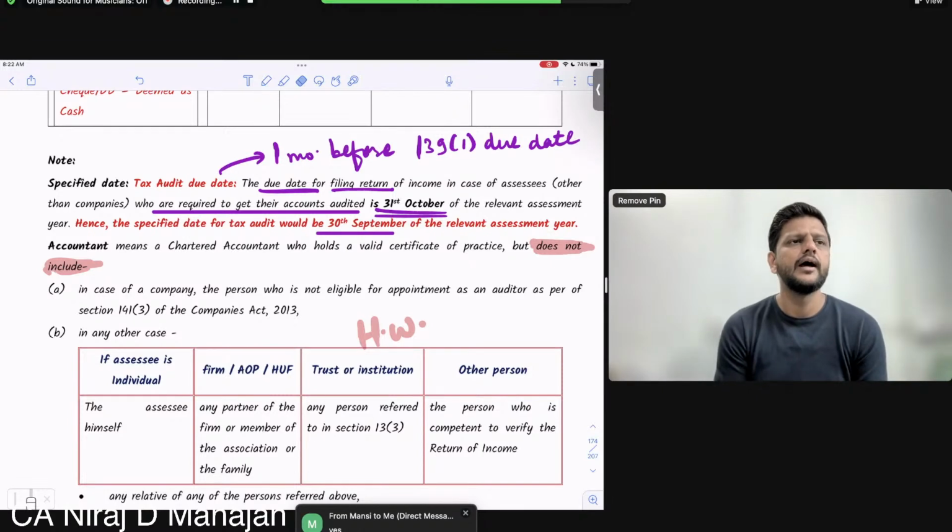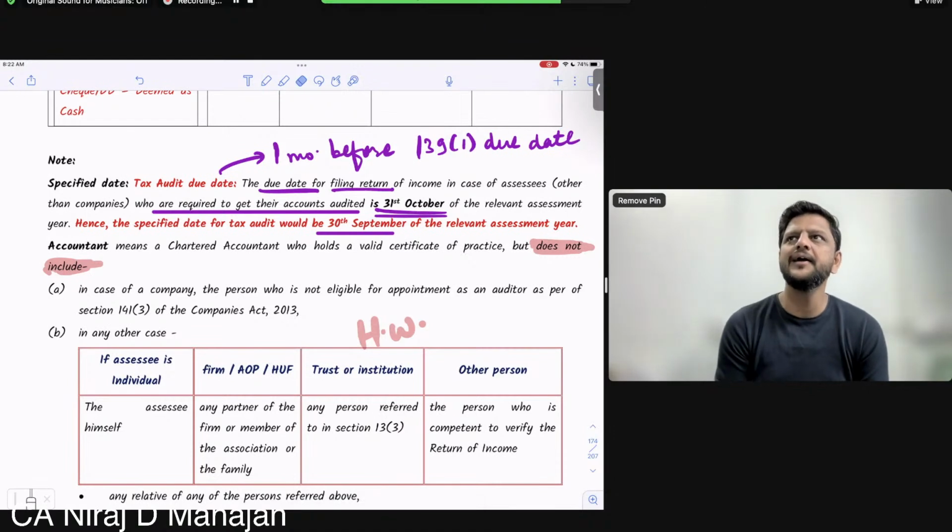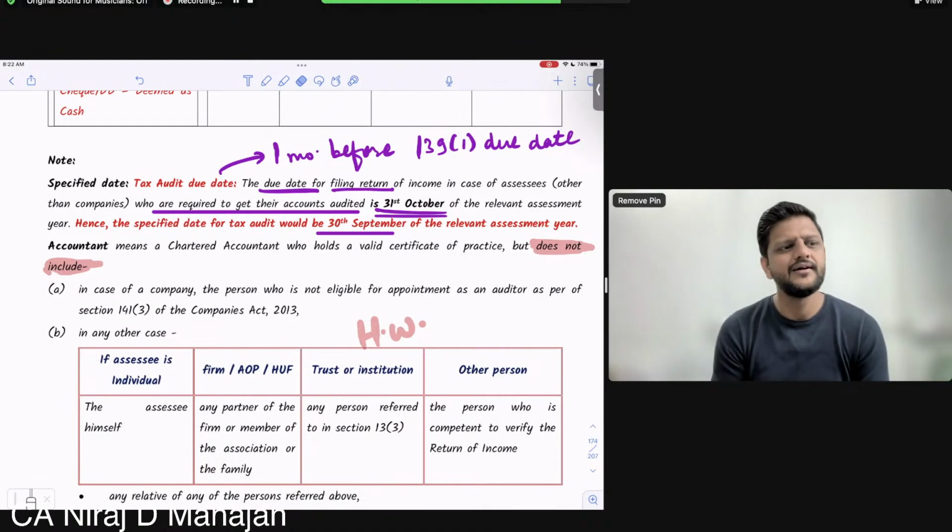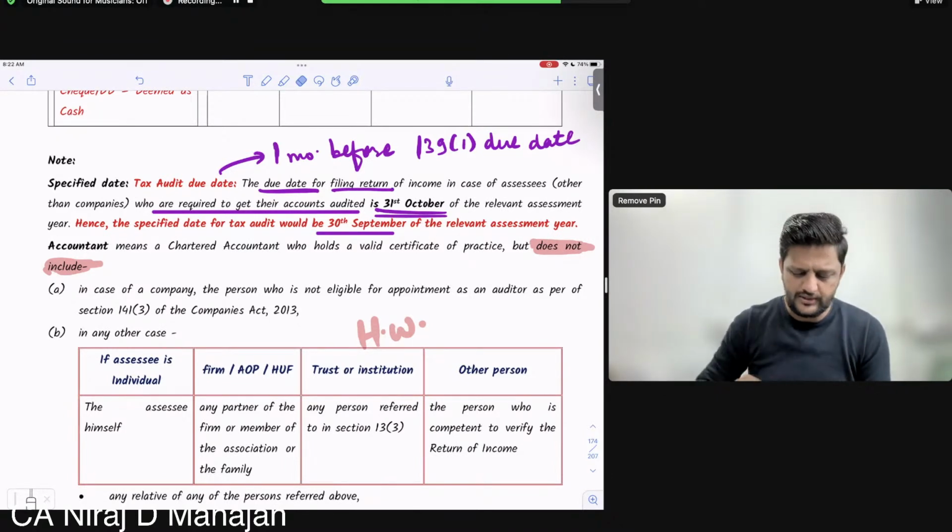Fine. And then we have 44AE, very important. You have transport, goods hiring, leasing, plying of goods carriage, goods carriage transport business. Again, what are the conditions? Individual, HUF, partnership firm, I think, but without LLP. But I don't think there is any assessee limit over there.